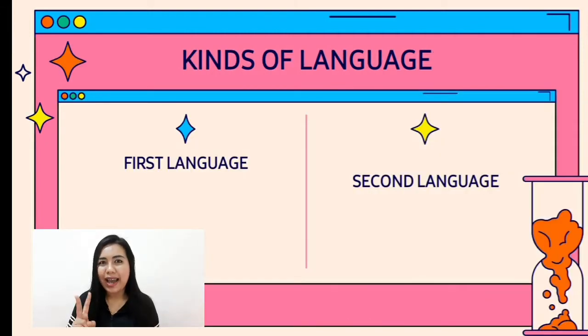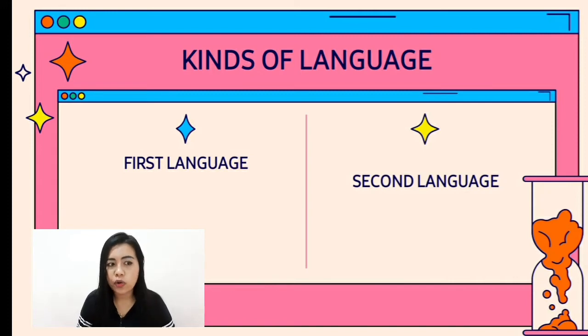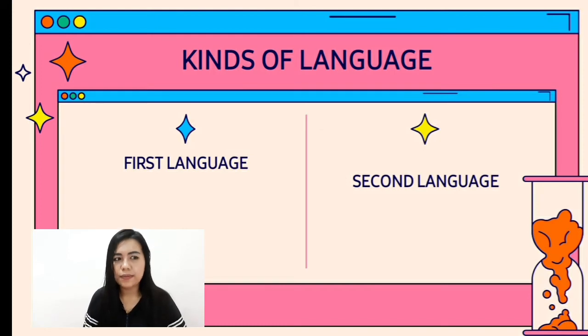There are two kinds of language, namely first language and second language. First language or mother language is a language that is acquired naturally in early childhood. My first language is Bahasa Indonesia, which I use in my daily life, and I have used it since I was a kid. Second language is language learned after the basics of the first have been acquired.